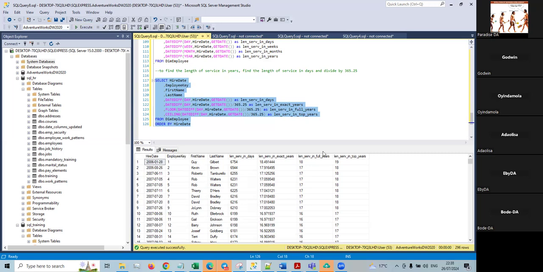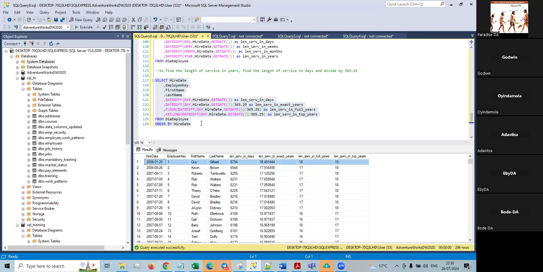So long and short, when you order by hire date, you have the earliest position coming first. You can straight away see that this person here is the longest serving person in the business.